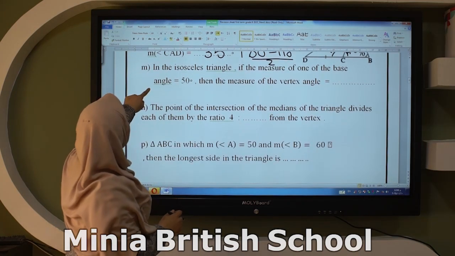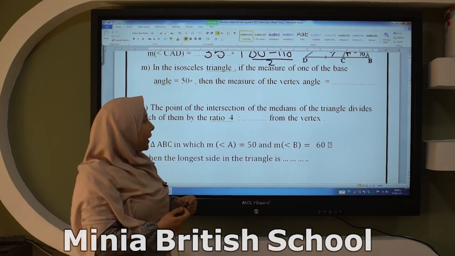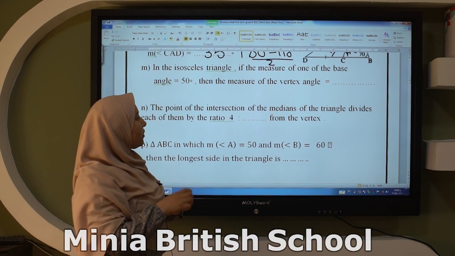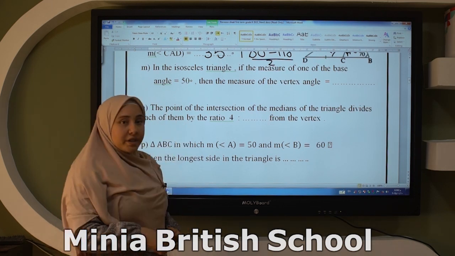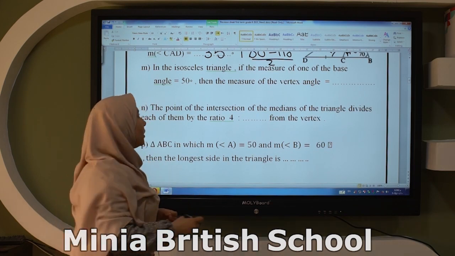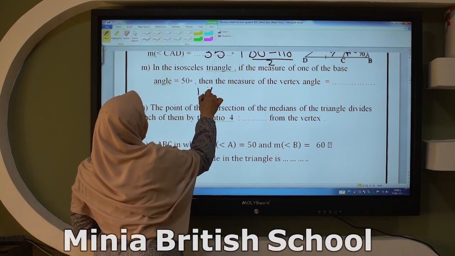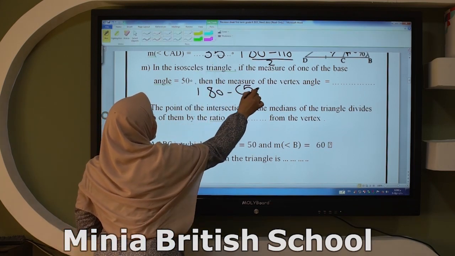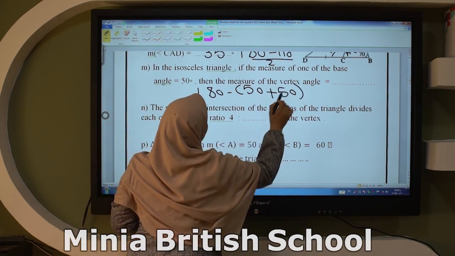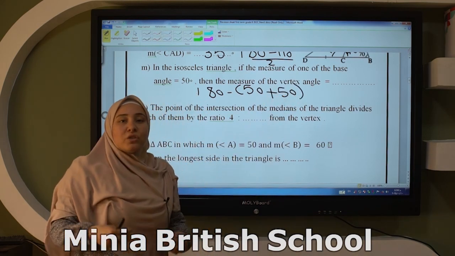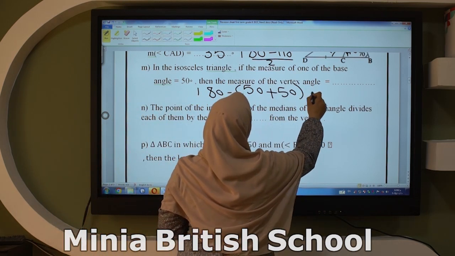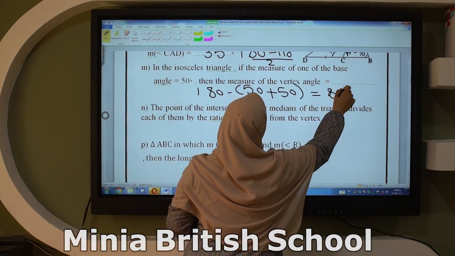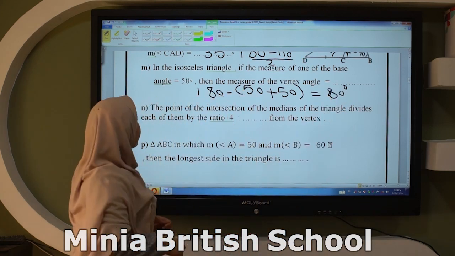Okay, then make 180 minus the measure of the vertex angle divided by 2. The next one, in the isosceles triangle, if the measure of one of the base angles equals 50, then the measure of the vertex angle equals 180 minus 50 plus 50, because we know the measures of the base angles are equal. Then 180 minus 50 plus 50 equals 80 degrees.